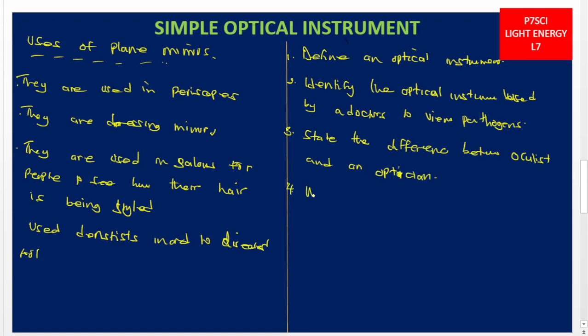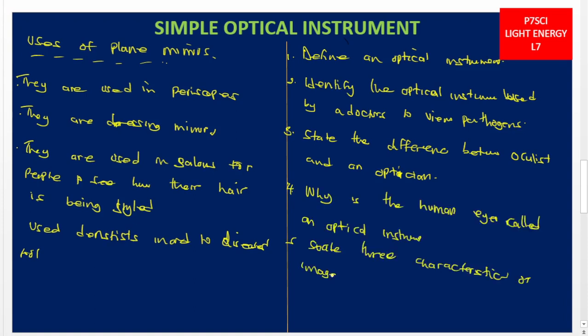Why is the human eye called an optical instrument? State 3 characteristics of images formed by plane mirrors. Number 6, what is an image?